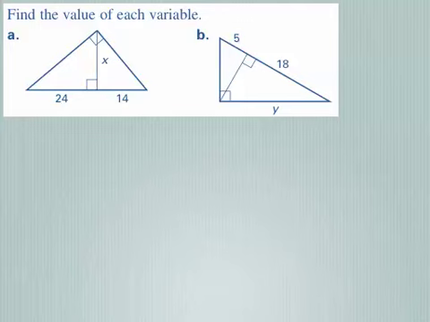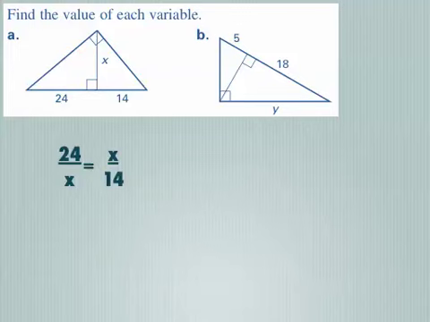For A, I'm just going to go through this a little bit quickly, but it's going to be very similar to A on the last example. I set it up as 24 over x equals x over 14. There's not one right way to set up these proportions, by the way. There's several different ways, but when you cross multiply, you should be multiplying 24 times 14 and x times x.